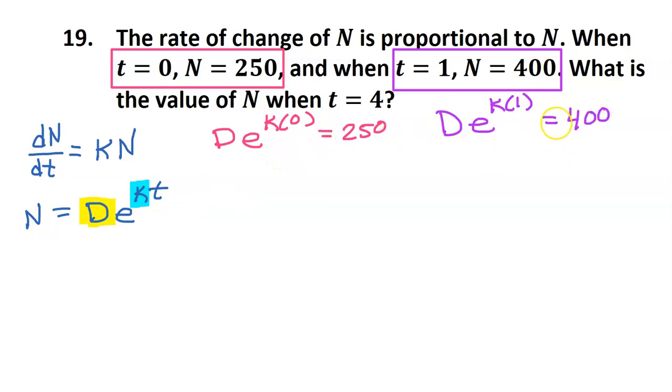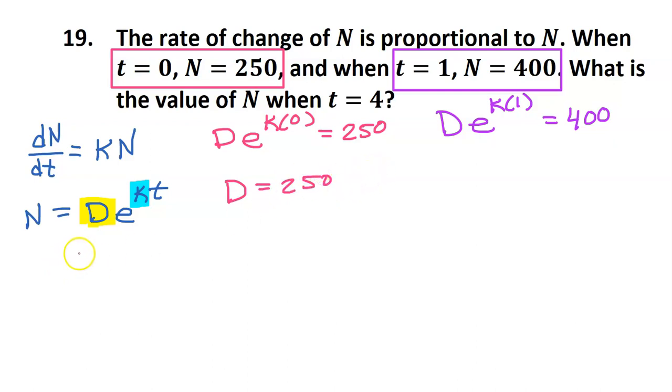So what we have here is a system of equations. We have 2 equations and 2 unknowns. We should be able to use substitution or elimination to solve for d and k. The red equation will be the easiest because of the 0. Obviously, k times 0 is 0. Then we have e to the 0. All right, a constant to the 0 power is 1. So that means we really just have d equals 250.